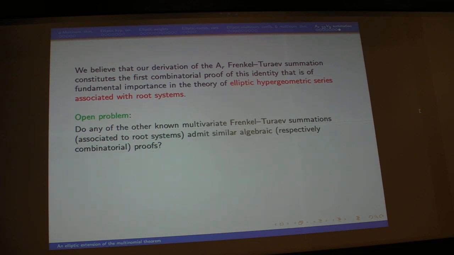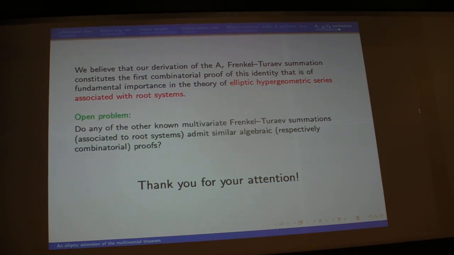Okay, an open problem would be: there are other Frenkel-type summations for root systems known. Would this method work, elliptic commuting variables, lattice paths, to give similar proofs for those sums? That's a natural question. And thank you very much for your attention.